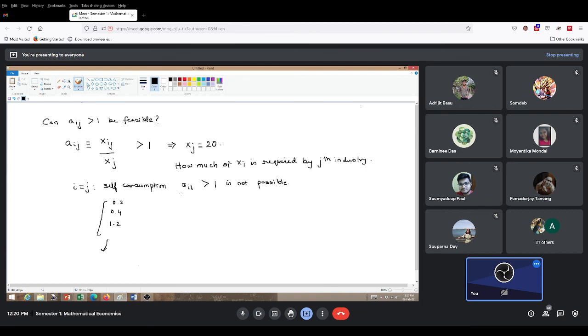Wait a minute, please. What I'm saying is, when i equal to j, it's very clear that it cannot be greater than 1. In fact, it will not even be 1. It will be less than 1. That was very clear.